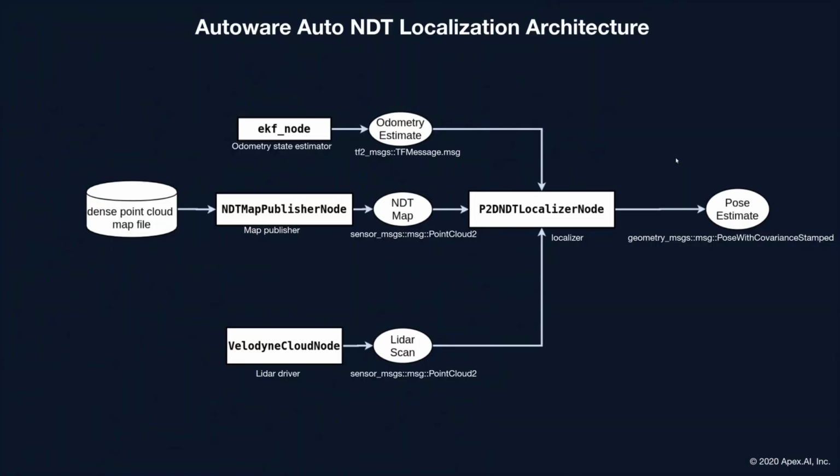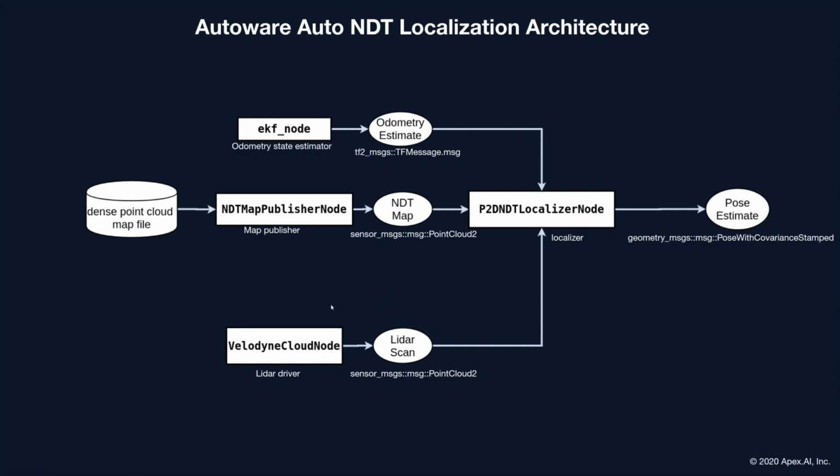Here you see the general architecture of the NDT localizer. It all starts with the dense point cloud map file, which is transformed into an NDT map by the NDT publisher node. This node will read the PCD file and then publish a point cloud 2 message that contains the NDT map. And on the top, you see an odometry state estimator. This state estimator will provide us the odometry estimates, which will be used to initialize the optimization for NDT localizer.